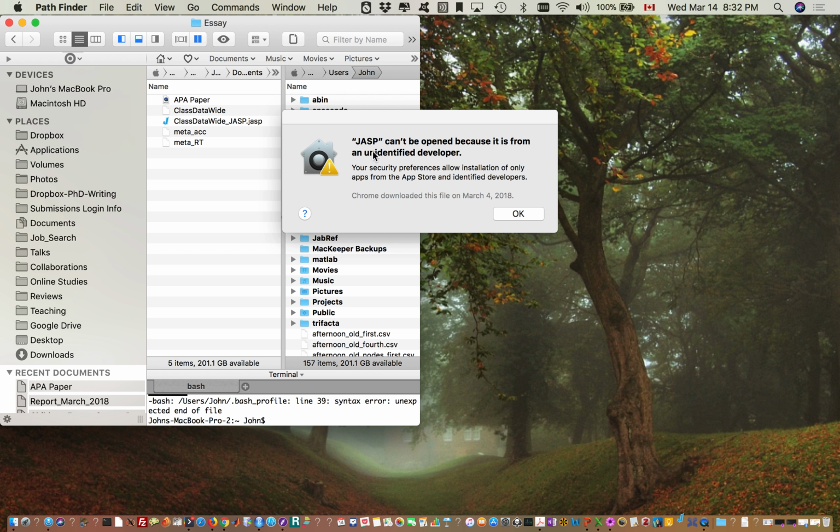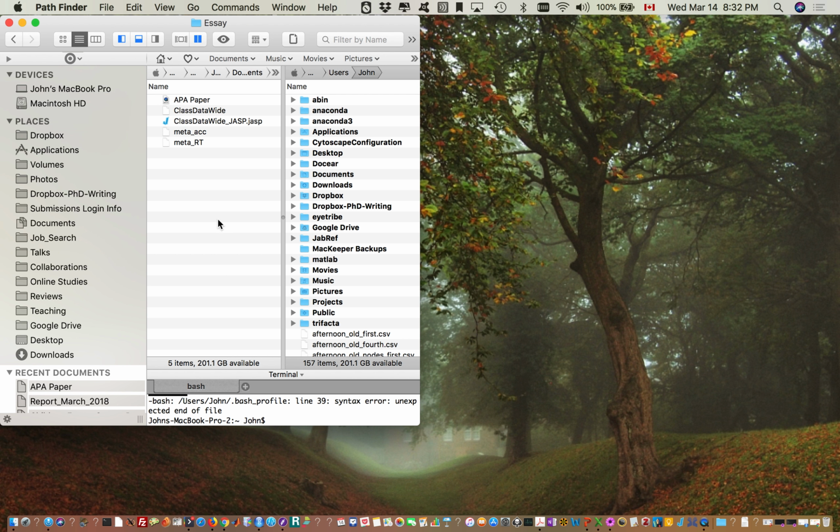Some of you have actually come across this and you've had issues with this before. So this is actually a good thing that I've had this error now and I can tell you about it. JASP can't be opened because it's from an unidentified developer. This happens sometimes when you download stuff from the internet. You need to tell your Mac that it's okay to open it.